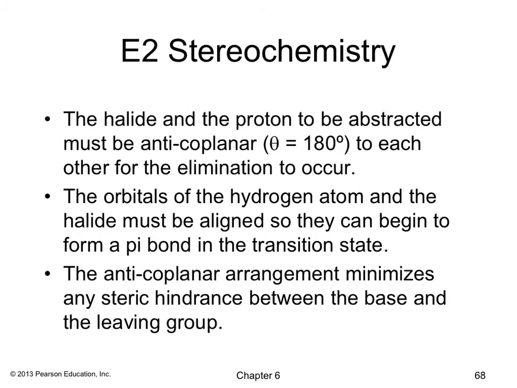Now I mentioned this before, the halide and the proton to be abstracted must be anticoplanar. This is a word that you have to memorize, in which the angle is 180 degrees to each other for the elimination to occur. The 180 meaning anti, and I'll show you that in terms of Newman projections. Orbitals of the hydrogen atom and the halide must be aligned so that they can begin to form the pi bond in the transition state. Anticoplanar arrangements minimize any steric hindrance between the base and the leaving group.